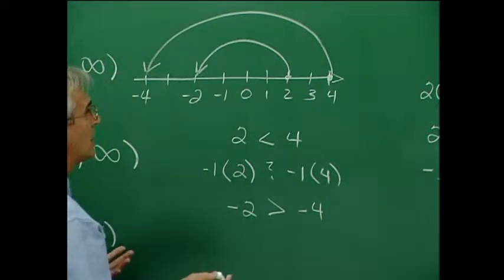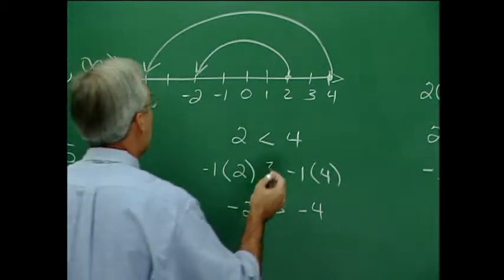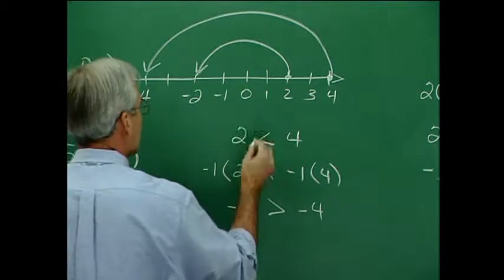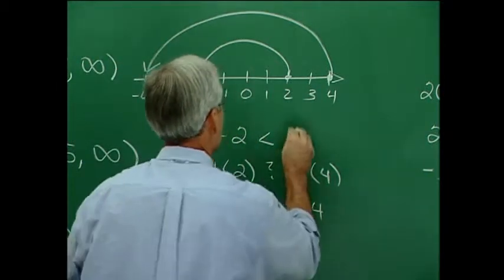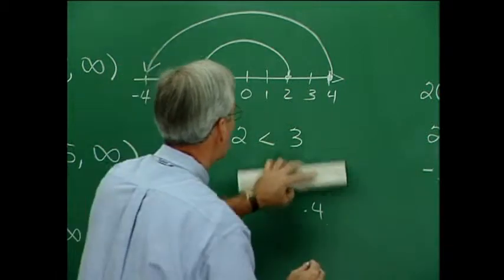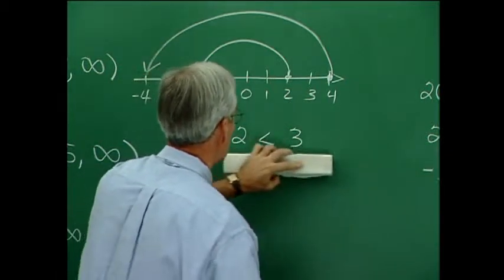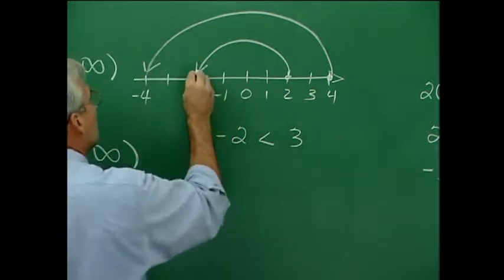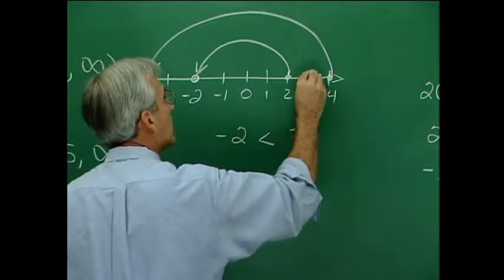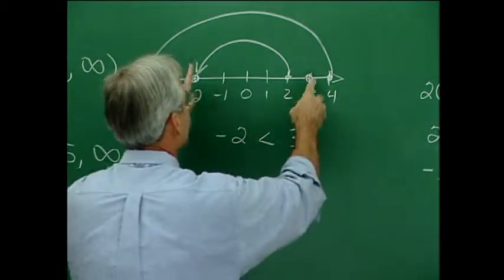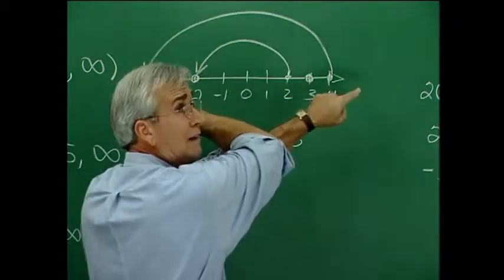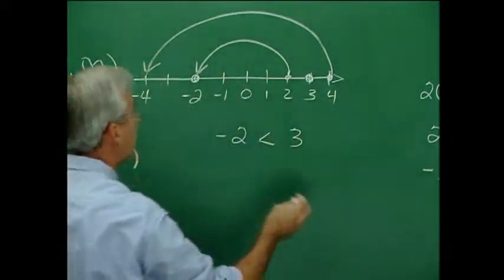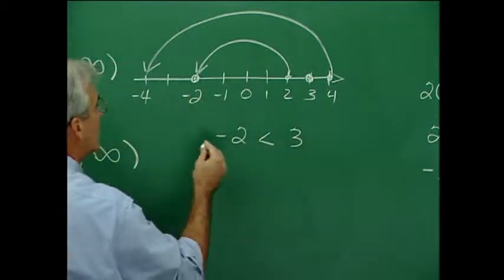Now you can see it's even clearer when we have something like -2 is less than, let's say, 3. In that circumstance, we start out with this number and that number. -2 is to the left of 3. And when we multiply by -1, boom, they go to the other side of the number line. They go to the other side of 0 on the number line is what I'm talking about.